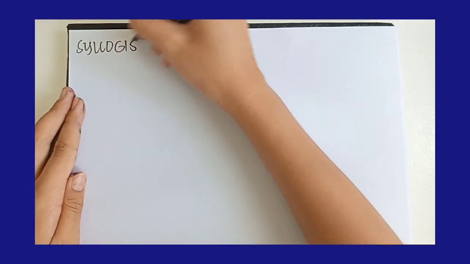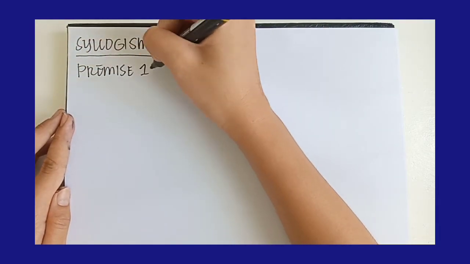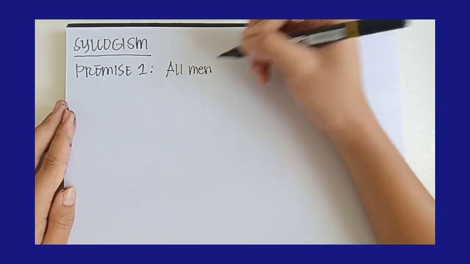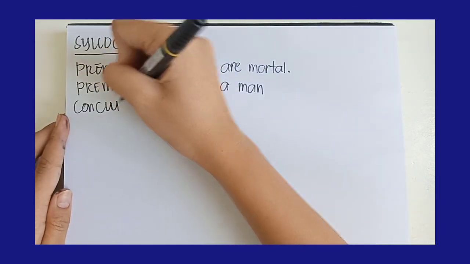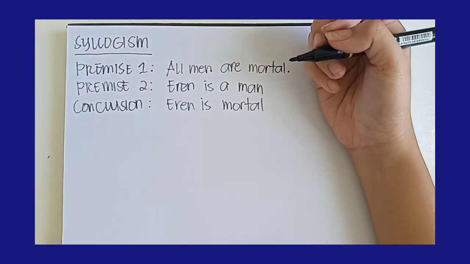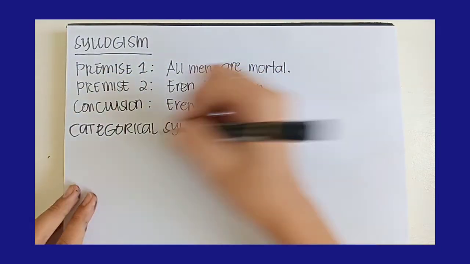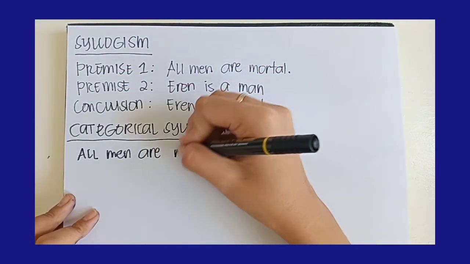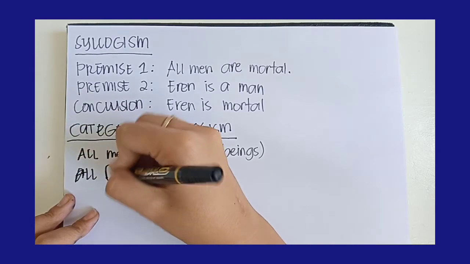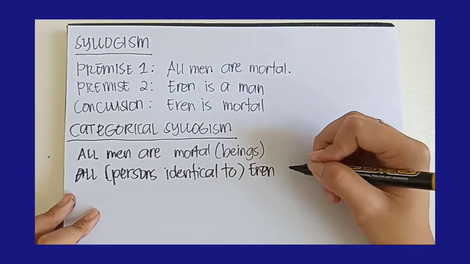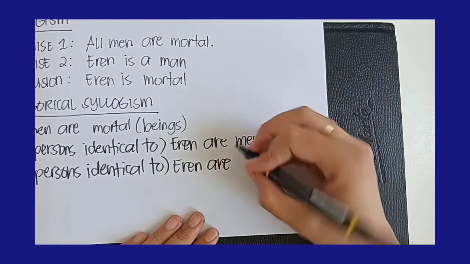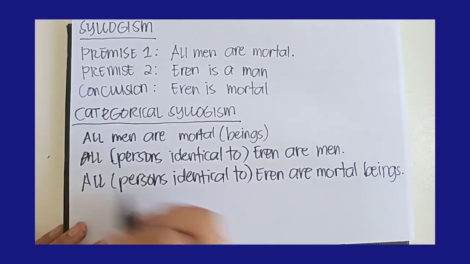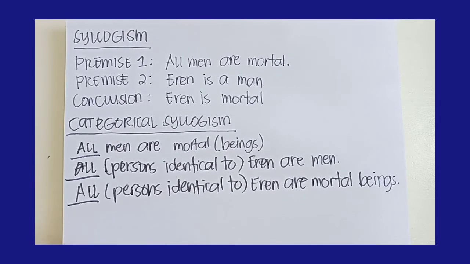To illustrate that, in syllogism, we have premise 1, which is all men are mortal. For premise 2, Aaron is a man. Therefore, Aaron is mortal. For the categorical syllogism, it becomes: all men are mortal beings. All persons identical to Aaron are men. All persons identical to Aaron are mortal beings. These A sentences make it a categorical syllogism.